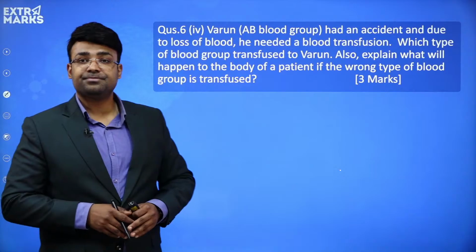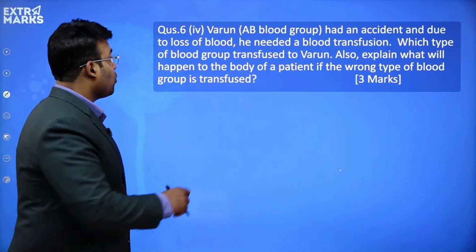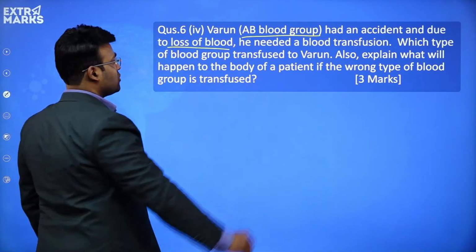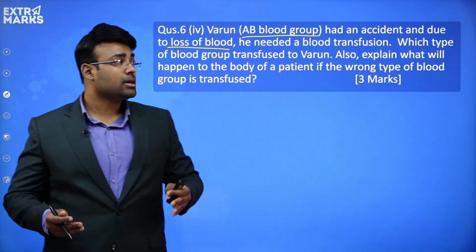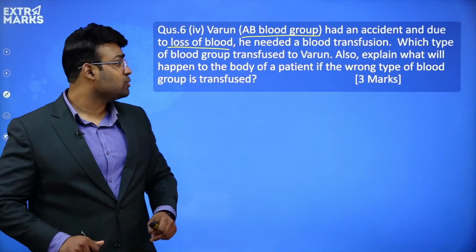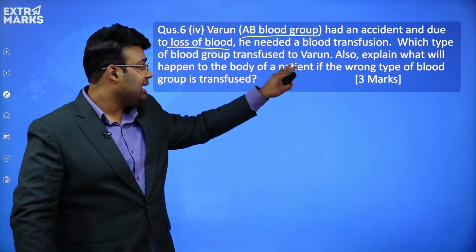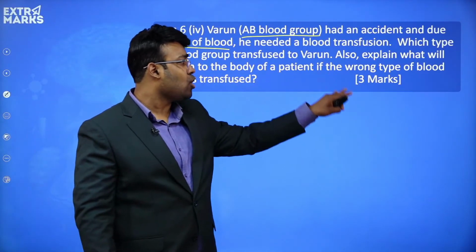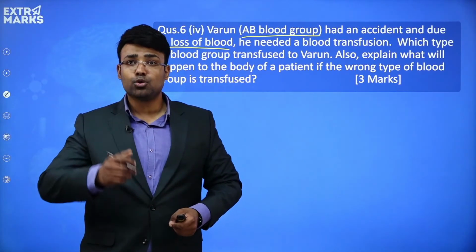Now everyone, this is an important question and I want you all to pay attention. Varun, AB blood group, had an accident and due to the loss of blood he needs a blood transfusion. So a person named Varun has the AB blood group. I am also having AB blood group. So which type of blood group can be transfused to Varun? Also explain what will happen to the body of the patient if the wrong type of blood is transfused. So it's basically a blood group question, everyone.